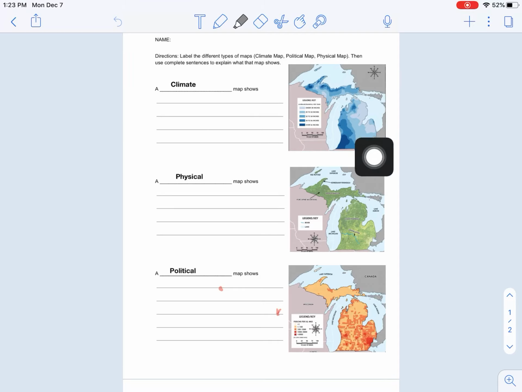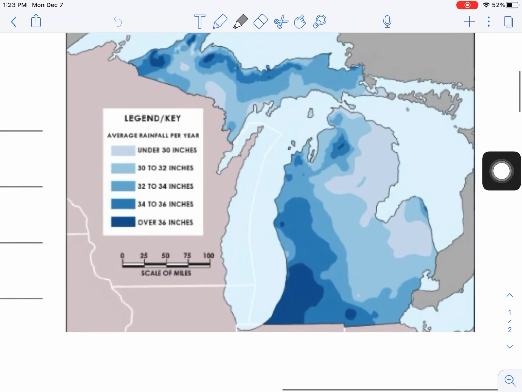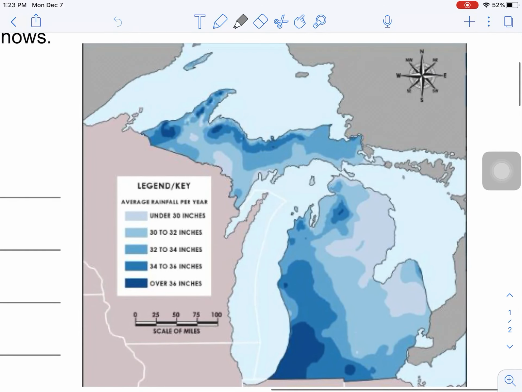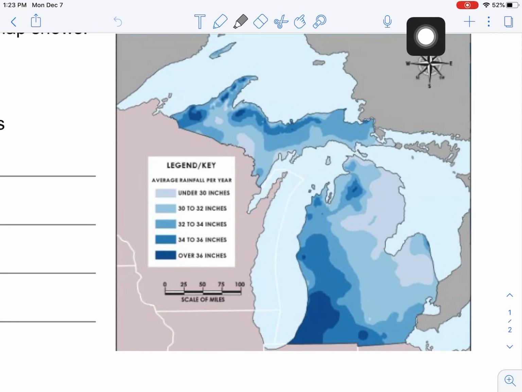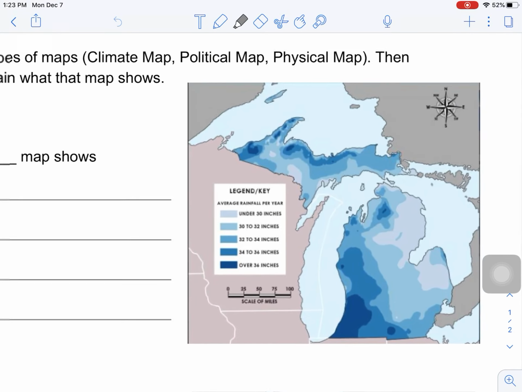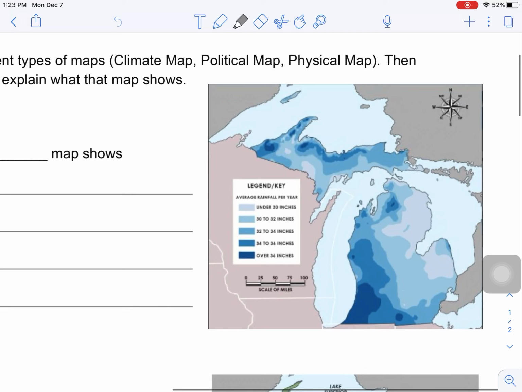Remember, a climate map, our first one here, is going to tell us about the climate of an area. In this case, it was the amount of rainfall in Michigan over the course of a year. And we use all of our tools in our map, so our compass, our legend or key, and our scale to help us understand what this map is showing us. So the darker areas mean that there is more rain. It again shows us how much rainfall we see in Michigan. So that is a climate map. You could also see that being done with snow or other parts of weather as well.